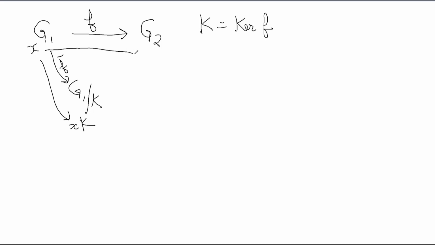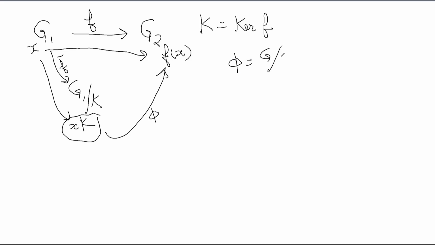And here f does what? It takes x to f of x, okay? So we may think, what if we define a map that takes xK to f of x? Let's call it phi. So what we want to see is that if we define a map phi from G1 factored by K to G2, that is defined by this.